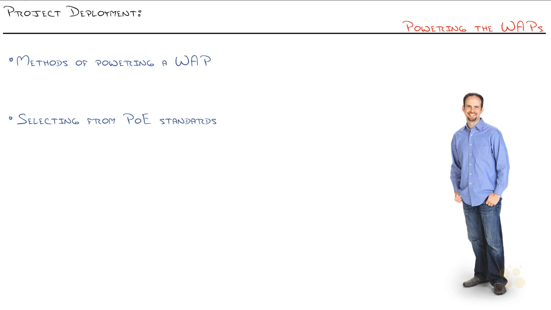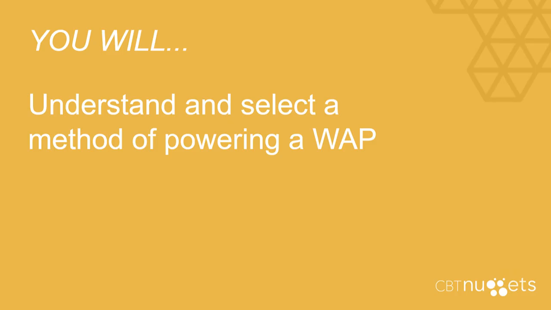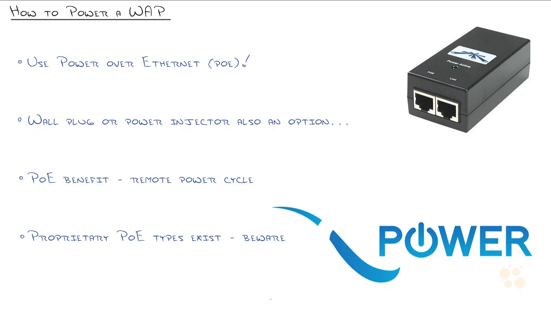Project deployment, powering a wireless access point. By the time we're done here, you will understand and select a method of powering a WAP. When you sift it down, wireless access points aren't the only network device that needs power.